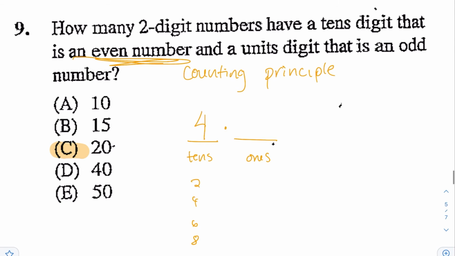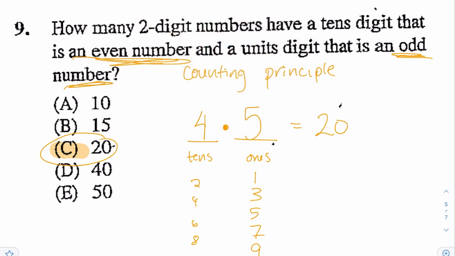And for the ones place, you want something that's an odd number. So for odd numbers, you have 1, 3, 5, 7, and 9. That's 5 options here. So you always want to multiply when doing a counting principle. 4 times 5 is equal to 20. That's choice C. You want to track the number of choices.